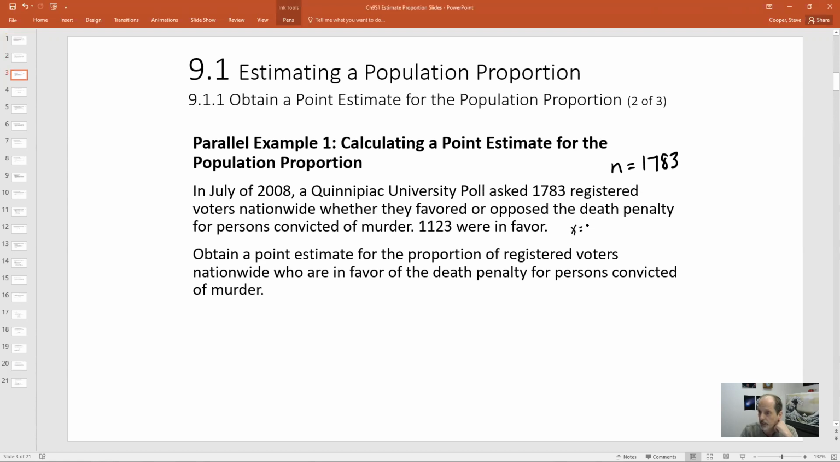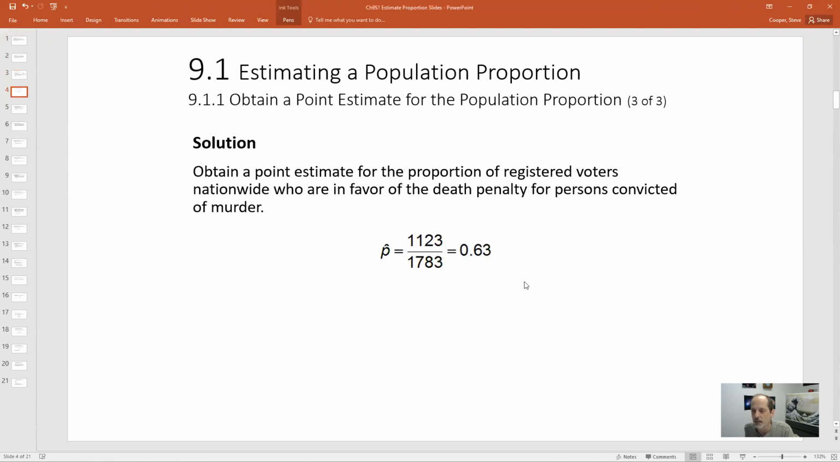To get our p hat, we call that x. So p hat equals the number that have the characteristic over n. That would be 1,123 over 1,783. All we're doing now is obtaining the point estimate, so I've just done that. And they do it here on the next slide, and in decimal form it's 0.63. So that's an estimate for the actual proportion of registered voters that would favor the death penalty for persons convicted of murder.